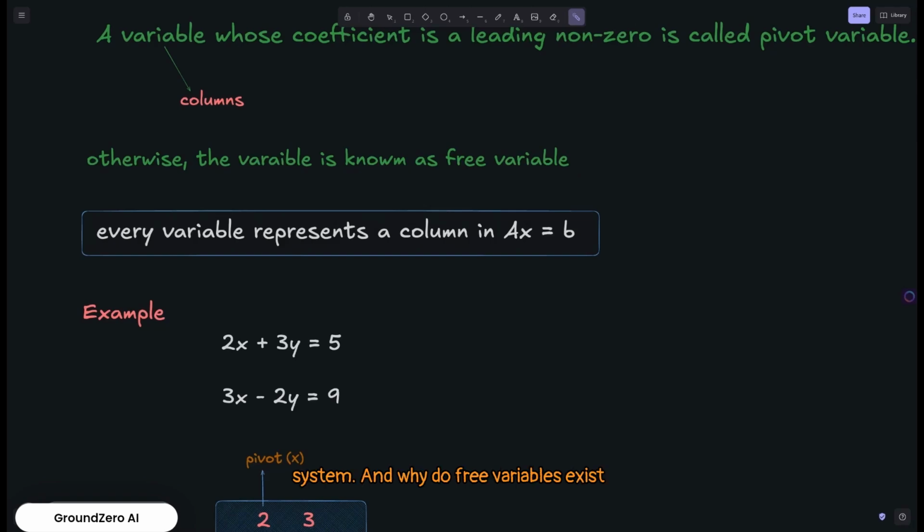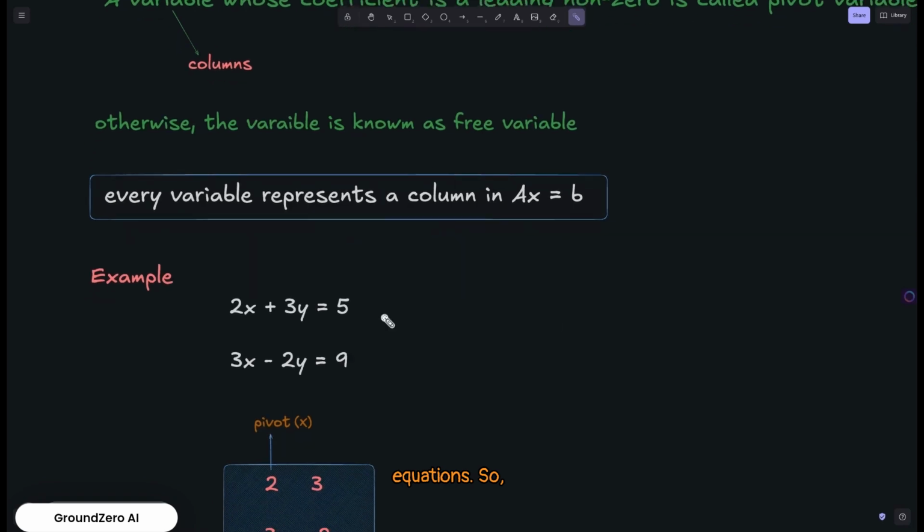And why do free variables exist intuitively? Let's imagine we have two identical equations, equation one and equation two, or two parallel lines. It can be 2x plus 4y equal 8, and just a multiple of that equation. The second adds no new information. It's just a continuation of the first, right? So this redundancy manifests as freedom in variables. You can pick any value for certain variables and still satisfy all equations.